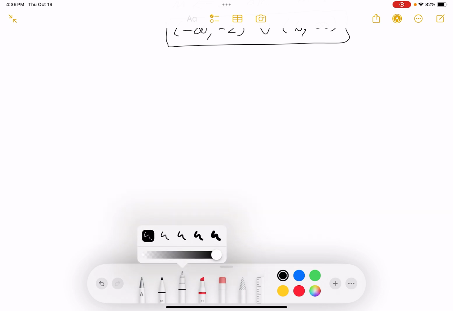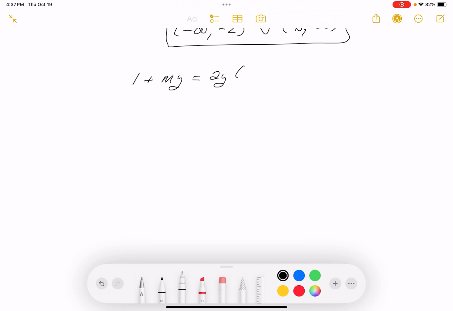Let's write this down again. And looking at it, you may not understand what you've read at this point, but you do know there's an equation there. And what you want to do is write down what the equation is, and then we'll talk about the roots of that equation. So it's 1 plus my equals 2y, and then 1 minus 2y. And I want to try to solve that. That's 2y minus 4y squared. This is 1 plus my.